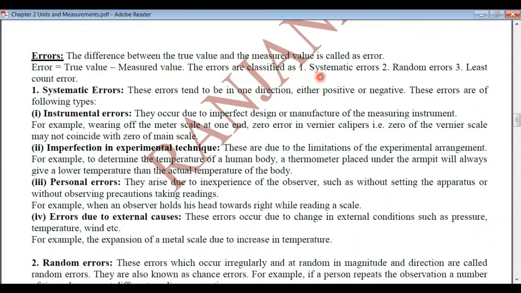And these errors can be classified in three types. The first one, systematic errors. The second is random errors. And the third one is least count error. Okay, let's study about each of them. The first one, systematic errors.